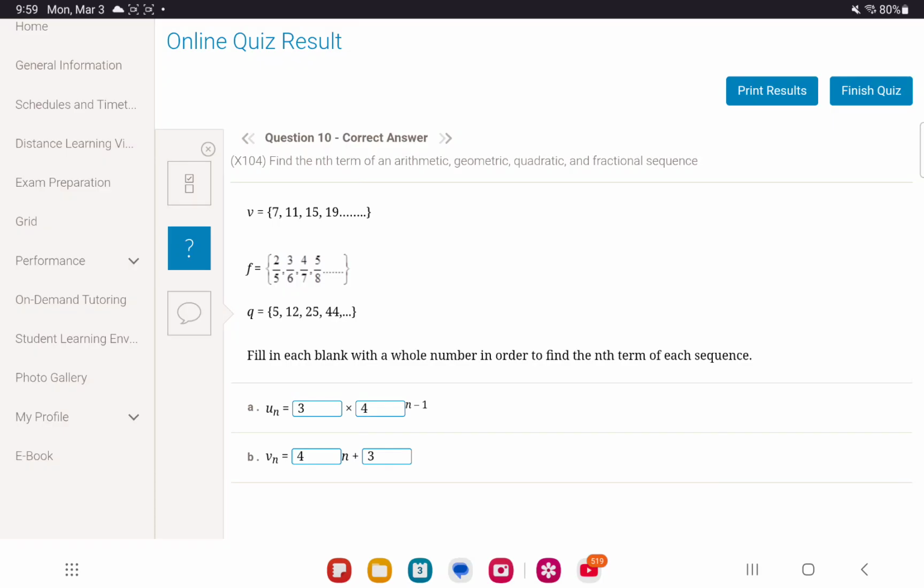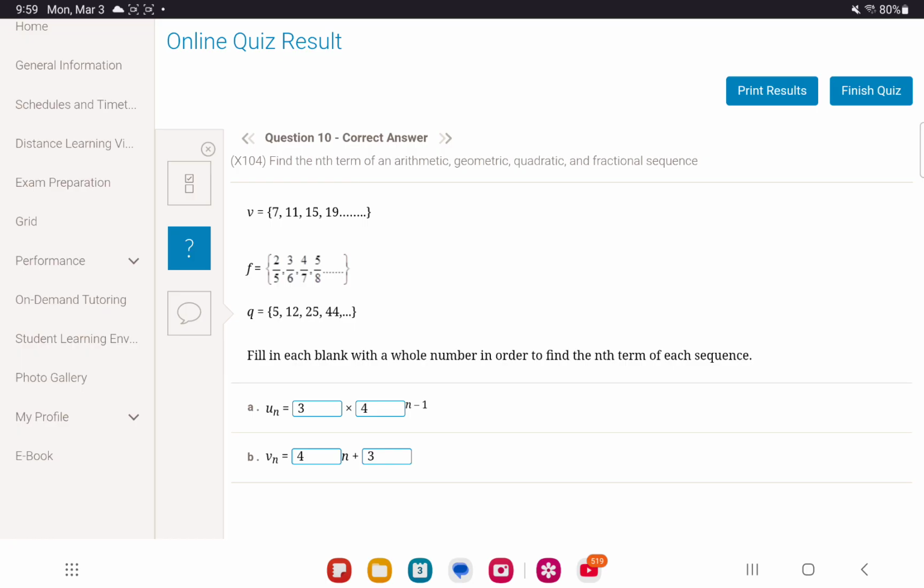Now, the second part. We need to specify if this is arithmetic, geometric, or quadratic, linear, whatever. So let's first try geometric. 11 divided by 7. Can you do that? No, but let's just do it in case, because sometimes they could be decimals. It's 1.5714... And then you divide 15 by 11. You don't get the same value, so that means it's not geometric.